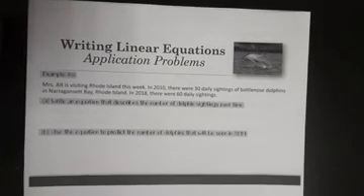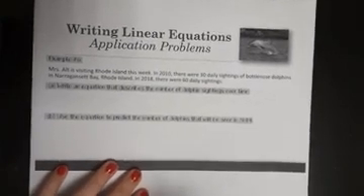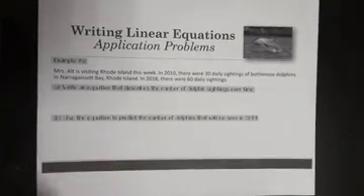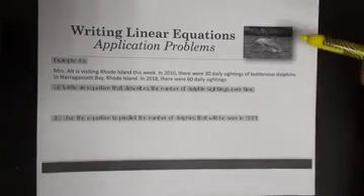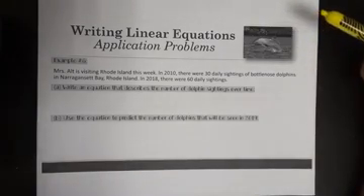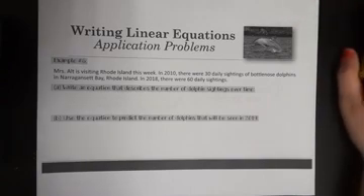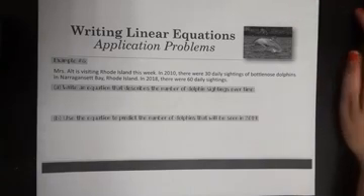Alright, you guys, the last problem that we have today is just going to be an application problem that puts together the information we've seen from different types of equation writing problems. For this example, it says Mrs. Alt is visiting Rhode Island this week. In 2010, there were 30 daily sightings of bottlenose dolphins in Narragansett Bay, Rhode Island. In 2018, there were 60 daily sightings.